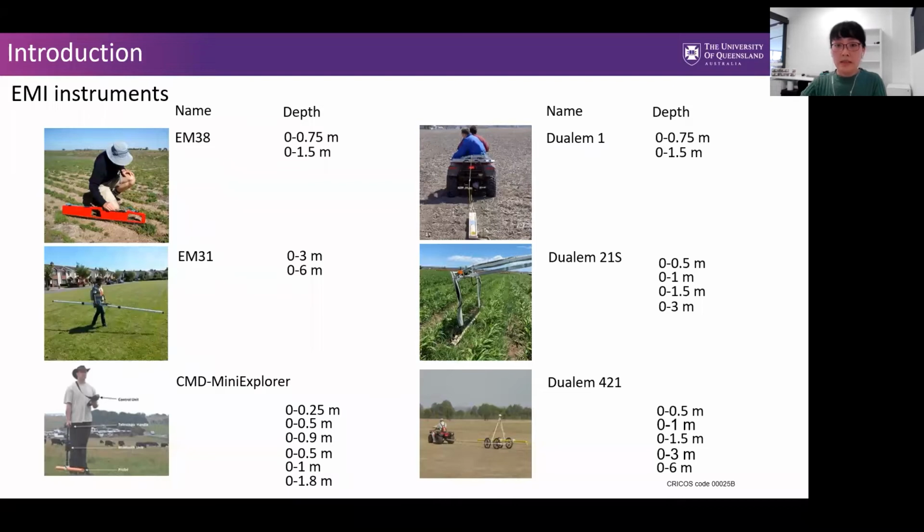Among the Dualem sensors, the Dualem 21S is the most suitable instrument for characterizing the crop root system. It's because this sensor has four receivers, which enable it to collect soil responses from four different depths in the crop root zone between 0 to 3 meters. So this Dualem 21S was applied in our project.